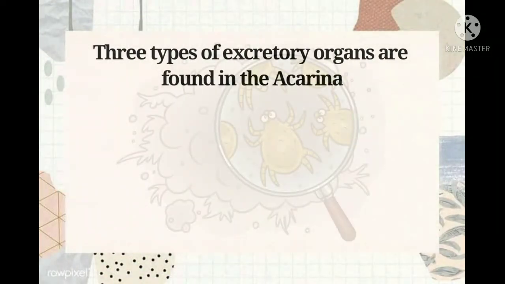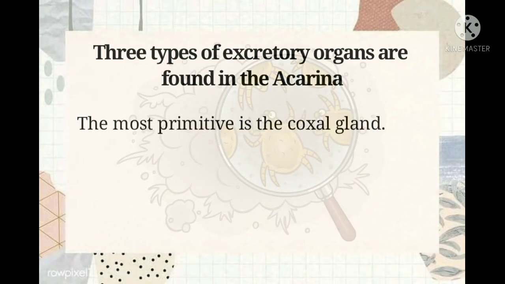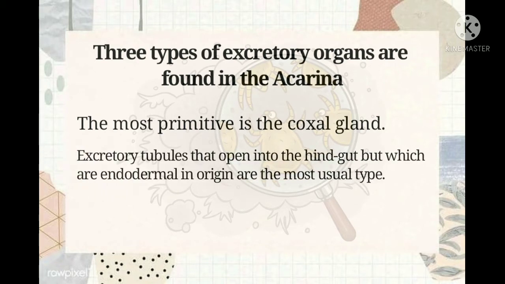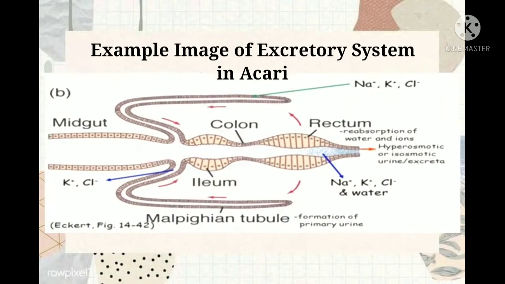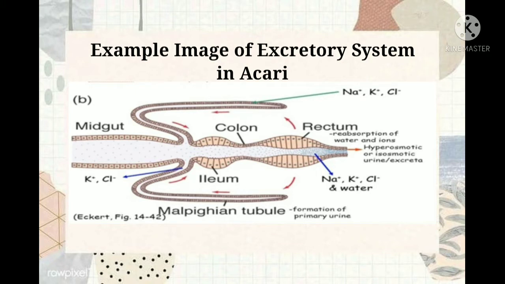Three types of excretory organs are found in the Acarina. The most primitive is the coxal gland. Excretory tubules that open into the hindgut but which are endodermal in origin are the most usual type. The hindgut of the Trombidiformes becomes modified to form an excretory organ. This image is an example of the excretory system in an acarid.